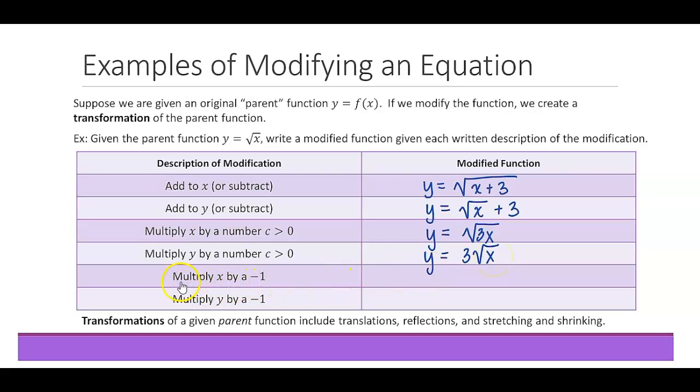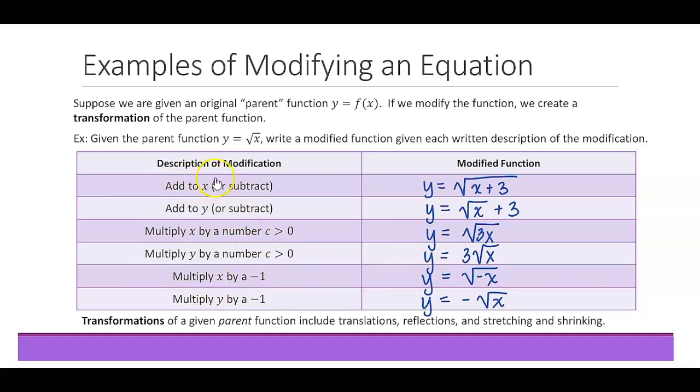And then finally, I could be asked to multiply x by a -1. So we are going to multiply the part underneath the square root where the x is by a -1. So y equals the square root of -x. And then multiply y by a -1. That means that that -1 is going to be on the outside, multiplied. Y equals negative the square root of x.